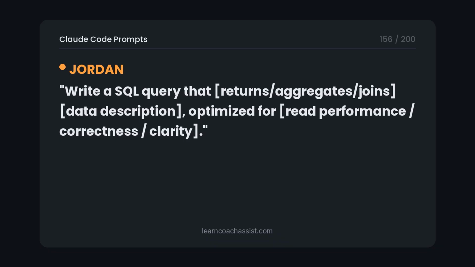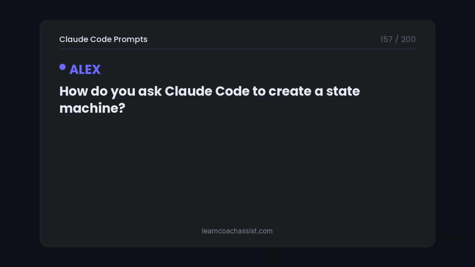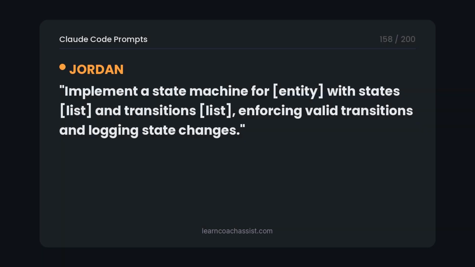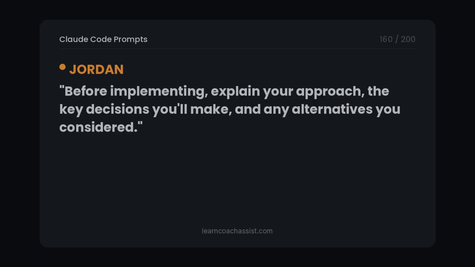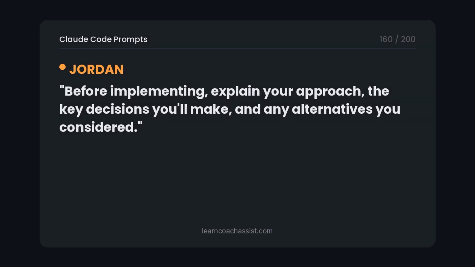performance/correctness/clarity. How do you ask Claude Code to create a state machine? Implement a state machine for entity with states list and transitions list, enforcing valid transitions and logging state changes. What prompt makes Claude explain its approach? Before implementing, explain your approach, the key decisions you'll make, and any alternatives you considered.